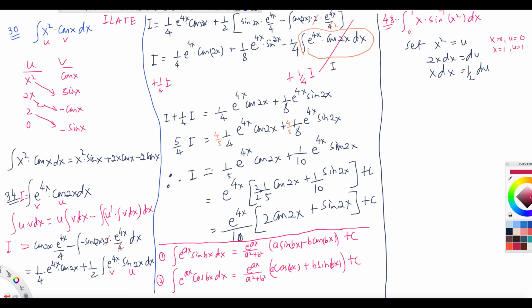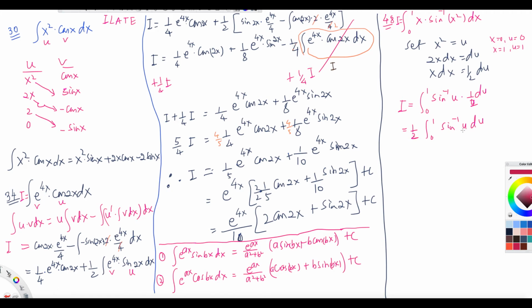So basically this integral, let us denote it by I, equals the integral from 0 to 1, x dx will be du over 2, sine inverse u times 1 over 2 du. You see that? Let me pull that out here: 1 over 2, integral from 0 to 1 of sine inverse u du. Okay, so how do I do this?